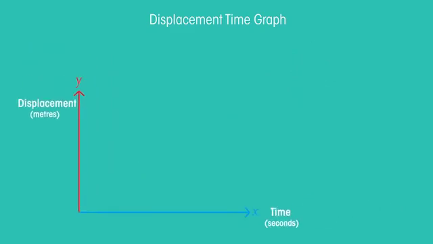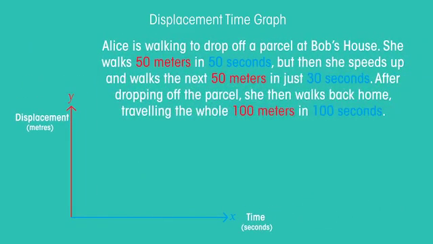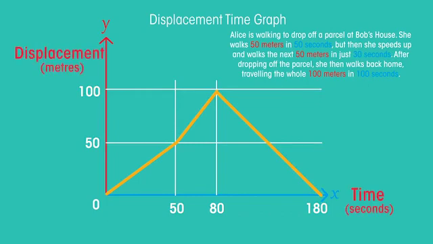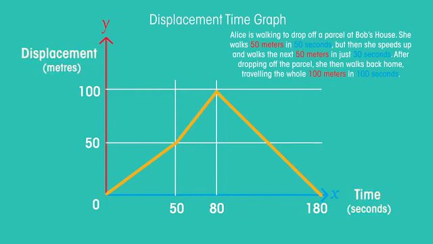Now you try it. Can you draw this journey? Pause the video, give it a try, and press play when you think you have the answer. Did you get it right? 50 meters in 50 seconds is this diagonal line, then 30 seconds and another 50 meters. Then 100 seconds to walk all the way home again. Did you label your horizontal and vertical axis correctly with units?